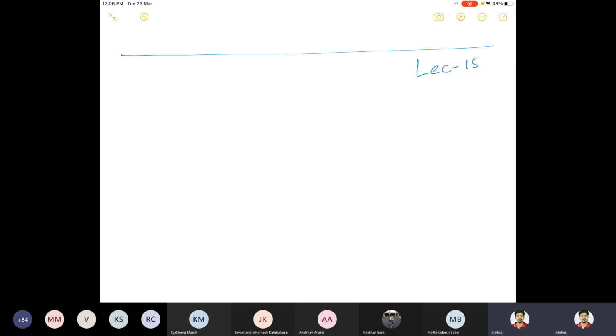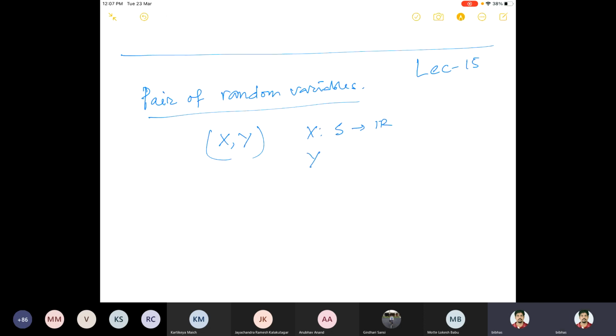Okay, guys. So yesterday we talked about a pair of random variables. Instead of one random variable, we consider two random variables, and we consider this as a pair. But X and Y, both of these random variables, are defined on the same sample space.